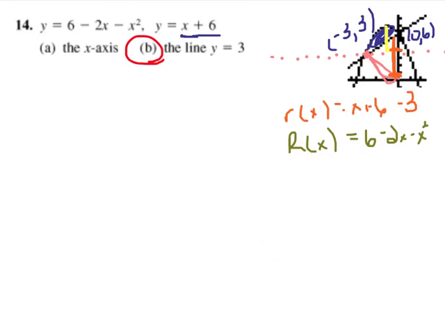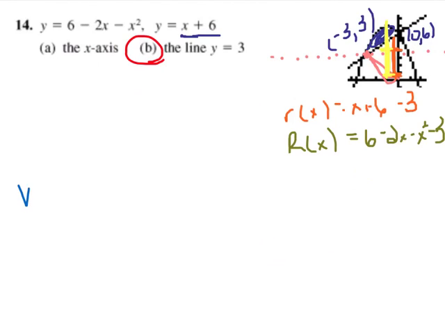Same thing with 6 minus 2x minus x squared. It really measures this whole thing, but I don't want this part. So from here, I'm going to subtract 3. Now I have my correct radii for this particular volume of solid of revolution.